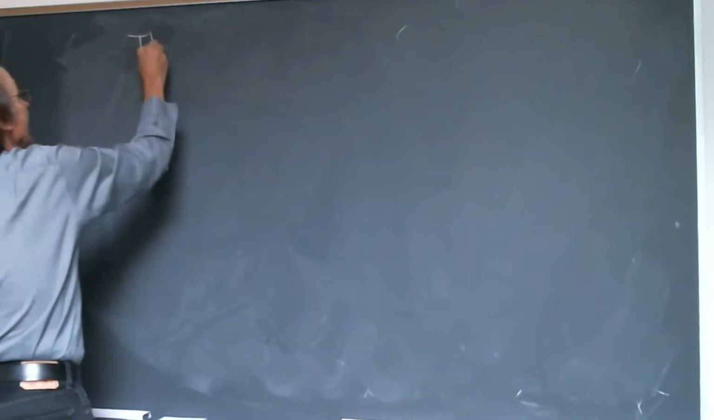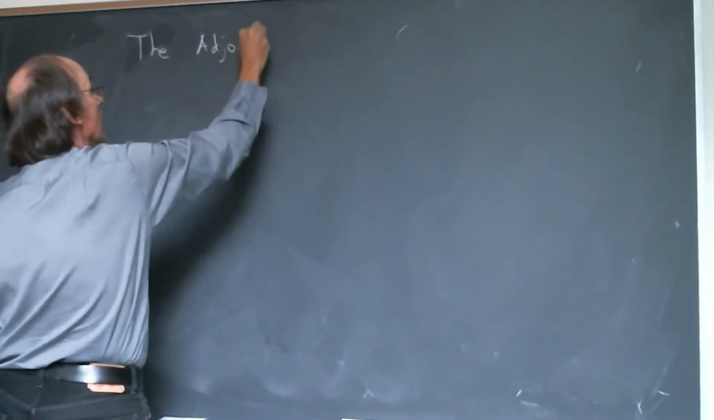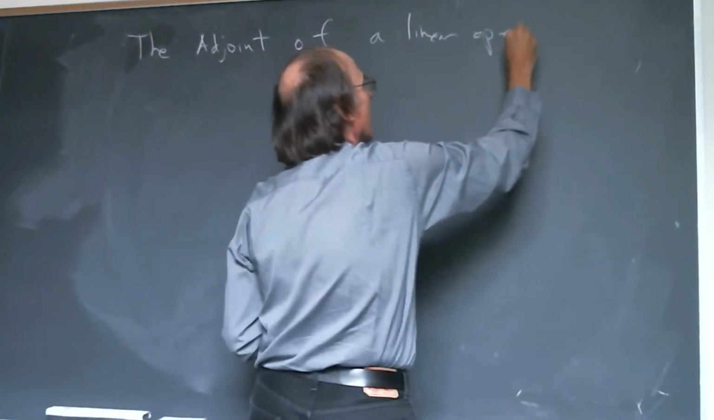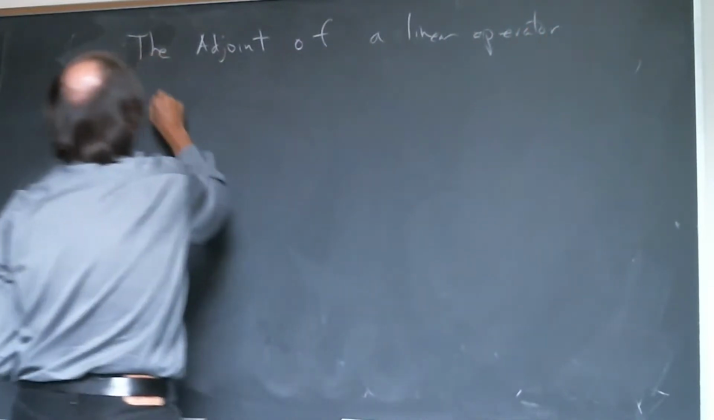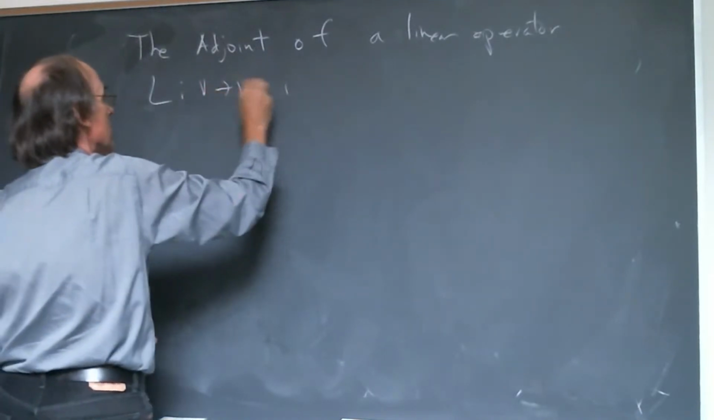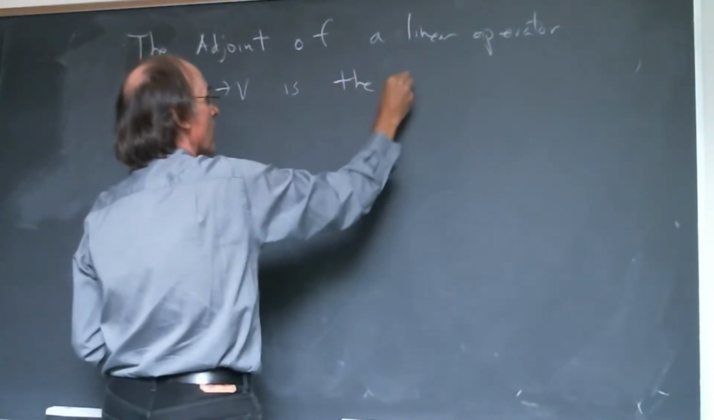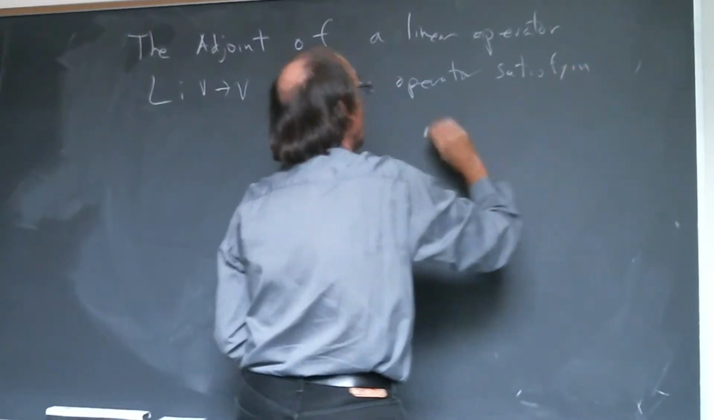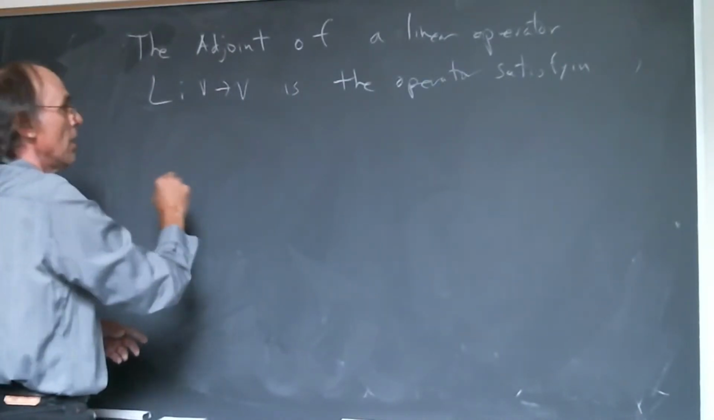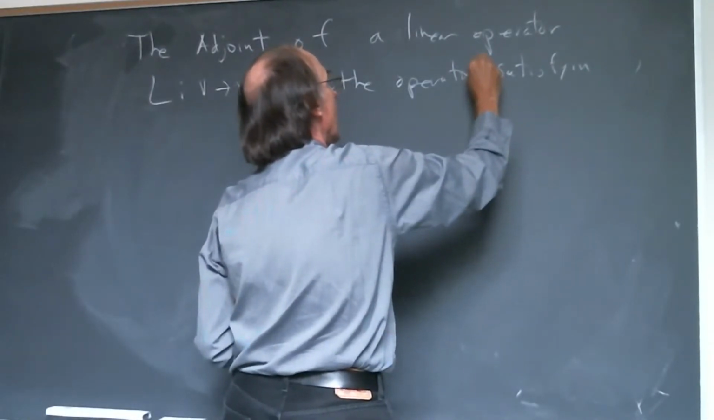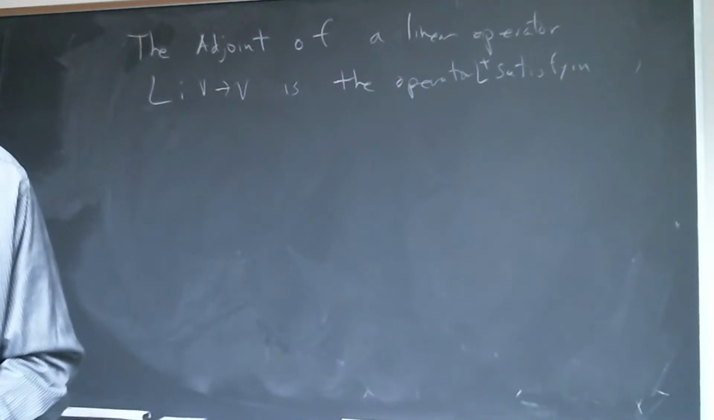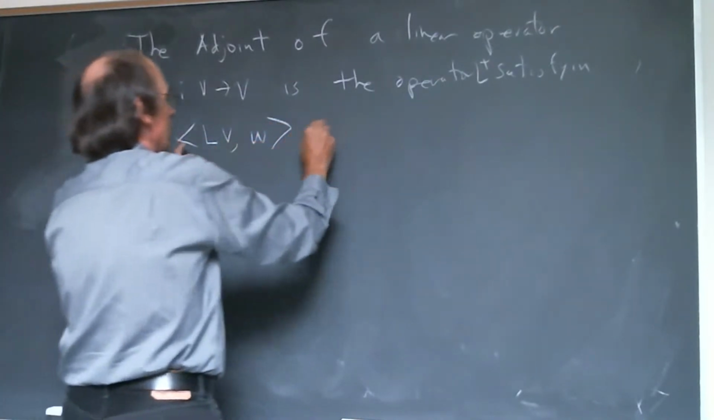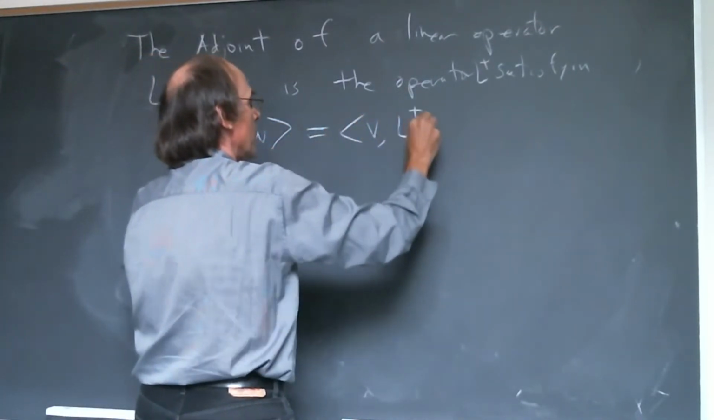So the adjoint of a linear operator L, such that V goes to V, is the operator satisfying, I'll call it L adjoint in that sense. Then if you act on it here, on two vectors here, it's the same thing as (V, L adjoint). Okay.